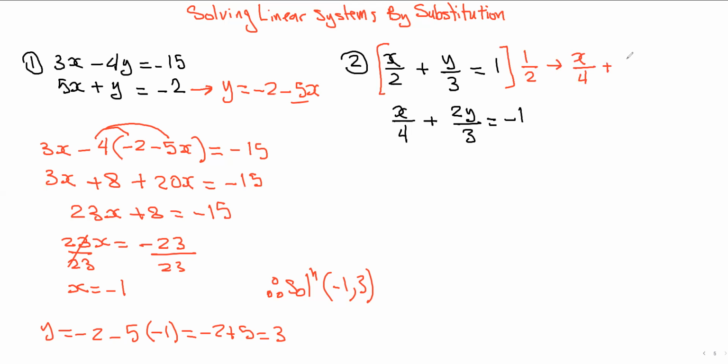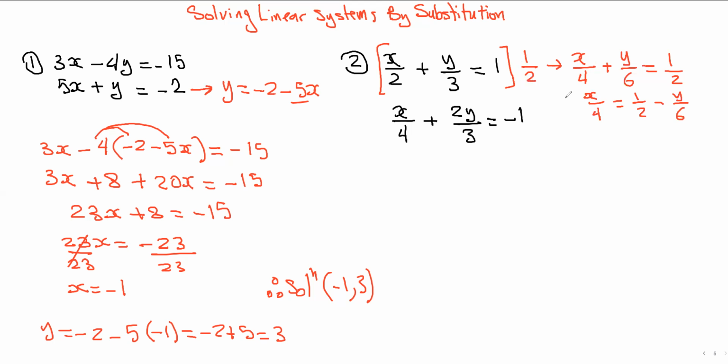plus y over 6 equals 1/2. Now I'm going to take this here and solve it for x over 4, which will give me 1/2 minus y over 6. Now you could ask me, why did you multiply this by 1/2?